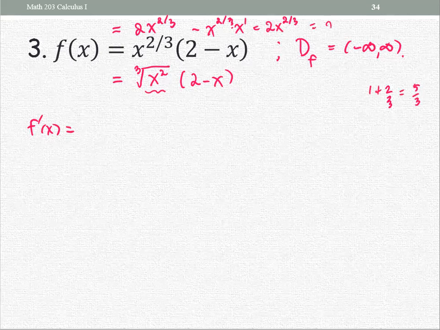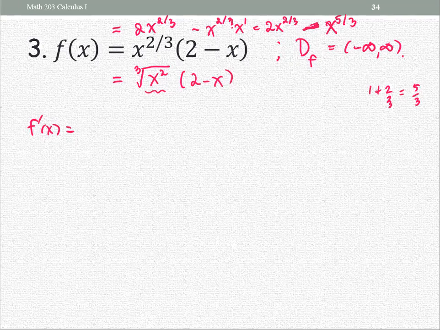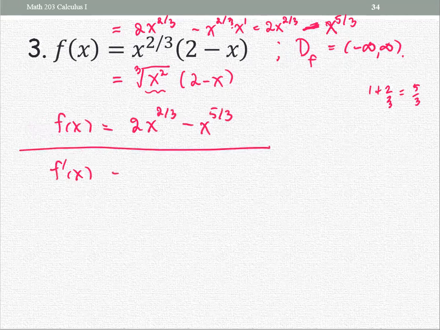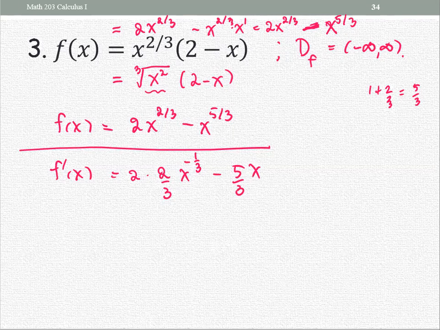So then we get minus x to the 5 over 3. I'm going to write the cleaner version. Our f of x in another form is 2 times x to the 2/3 minus x to the 5 over 3. To find f prime, use the power rule: 2 over 3 times x to the negative 1 over 3 minus 5 over 3 times x to the power 2 over 3. Just be careful.